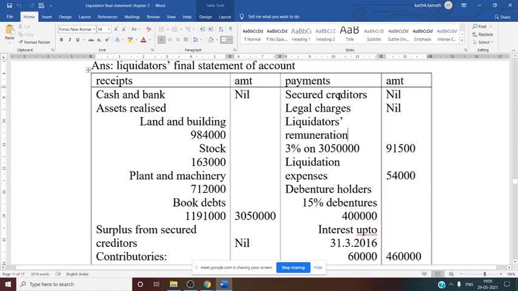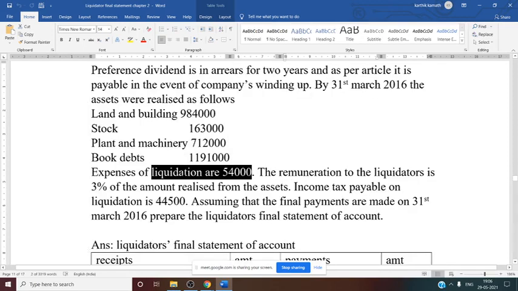Now liquidator's remuneration on the assets realized, right? You just have to see the asset side total, that is the assets realized total I am talking about, 30,50,000. On this you have to take 3%. 30,50,000 into 3%, you will get 91,500 as liquidator's remuneration, like how we used to do in the previous problem. The same calculation you need to consider here. Then liquidation expenses, again it is directly mentioned in the question. See this, expenses of liquidation 54,000. The same thing we have written here, 54,000.